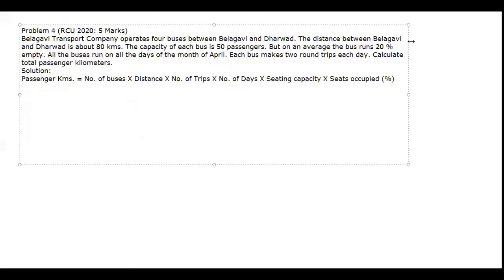So this is the question, which was asked in the year 2020 by Rani Channamma University for 5 marks. Belgavi Transport Company operates 4 buses between Belgavi and Dharwad. The distance between Belgavi and Dharwad is about 80 kilometers. The capacity of each bus is 50 passengers, but on an average, the bus runs 20% empty.